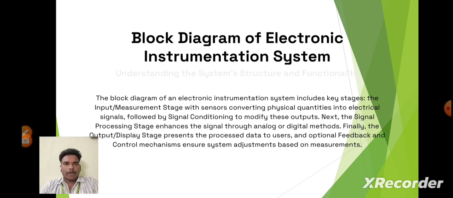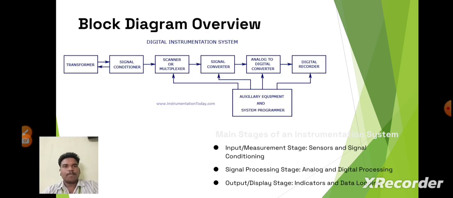And now therefore we will proceed to the block diagram. And this is the block diagram of an electronic instrumentation system. In this one, first the primary term is the transducer, a device which converts the physical quantities into the electrical signals, which it can understand. Then next that will be followed by the signal conditioner, then the scanner or multiplexer and the signal converter and so on.